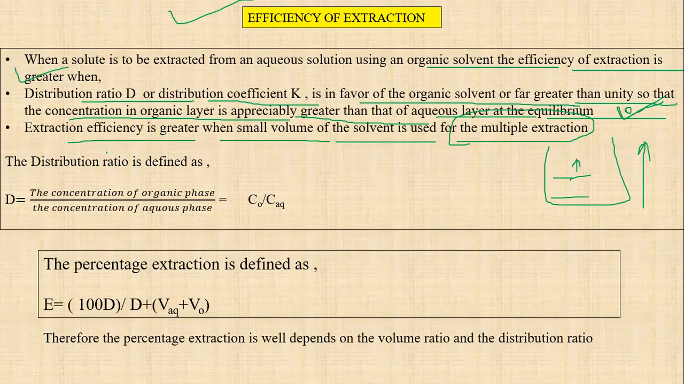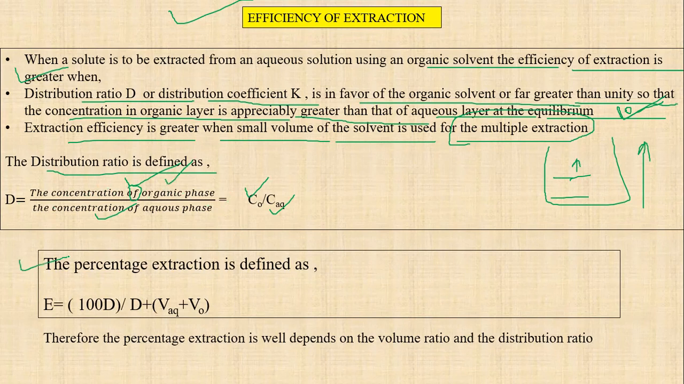So the same concept is applied over here. So distribution ratio is defined as the concentration of solute in the organic phase to the concentration of solute in the aqueous phase. Okay, so see, this is the concentration of solute in the organic phase, this is the concentration of solute in the aqueous phase.